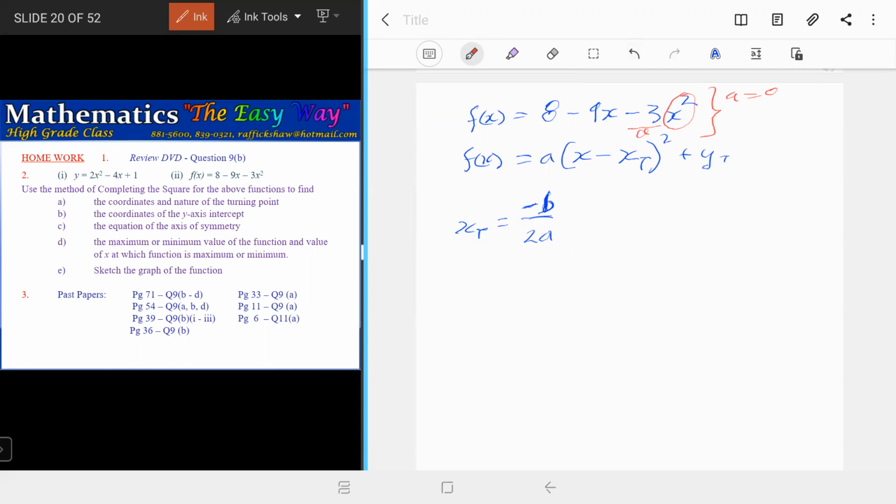The a is the number in front of the x squared. All right, so actually, the a is negative 3, as he said. Beautiful. And then the b now. The b is the number in front of the x. Negative 9, sir. And you have to put the negative. Beautiful. So the b is negative 9. And then the c now is the constant term, which is just 8.